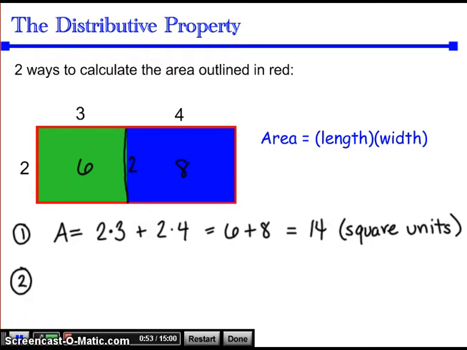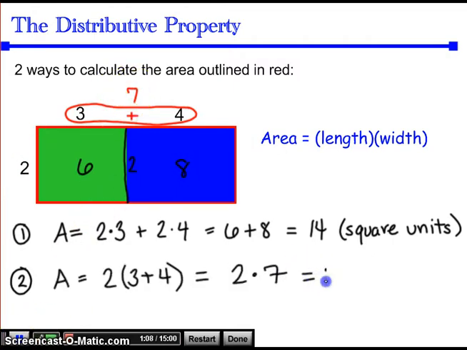Another way to find this area would be to realize that this whole side up here is 3 plus 4, which means that that's 7. So now we can multiply 2 times 7 to get the area, like this. So 2 times 7 is 14, also square units.